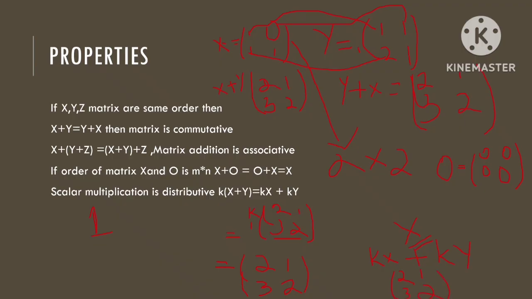So the answer is, if we add two matrices of the same order and then multiply with a scalar, it is the same as multiplying each with the scalar and then adding the two matrices. We are going to get the same result. Thank you.